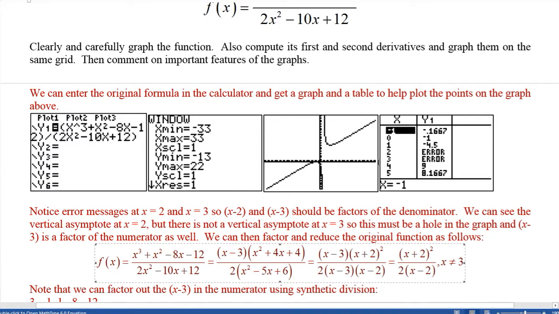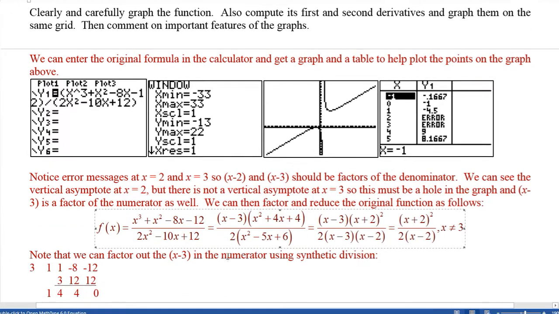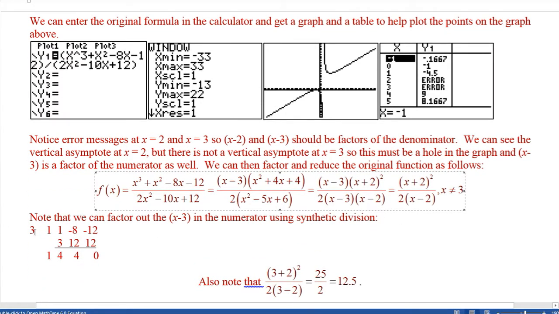Now, since one of these is a hole and one's a vertical asymptote, if you look a little more closely, you see that the vertical asymptote looks like it's at 2, but at 3 is where the hole is. Well, the only way that can happen is if x minus 3 is a factor of the numerator as well. So I put x minus 3 here, and I get my other factor. How can I do that? Well, I divide the numerator, x cubed plus x squared minus 8x minus 12, by x minus 3. One way we can do that is with synthetic division.